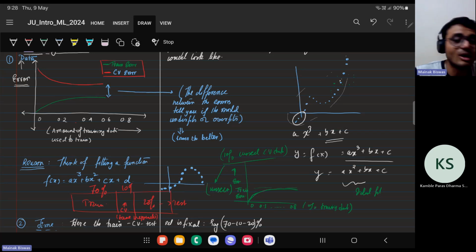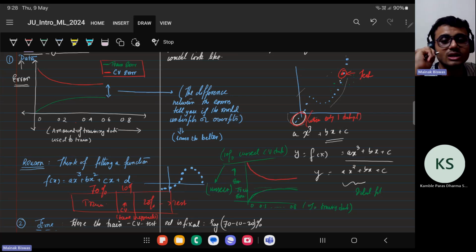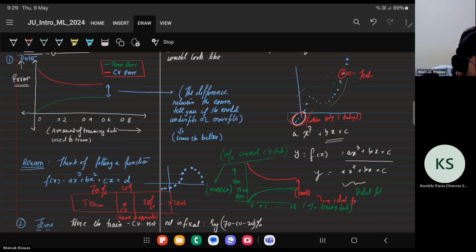But when you have only one data point, you will not be able to say anything about the test. So your loss will be very, very high, and it will keep on decreasing. This is what is called a learning curve. Over the number of data points that you're using, if at the end when they are converging this gap is small, then it is called an ideal fit.